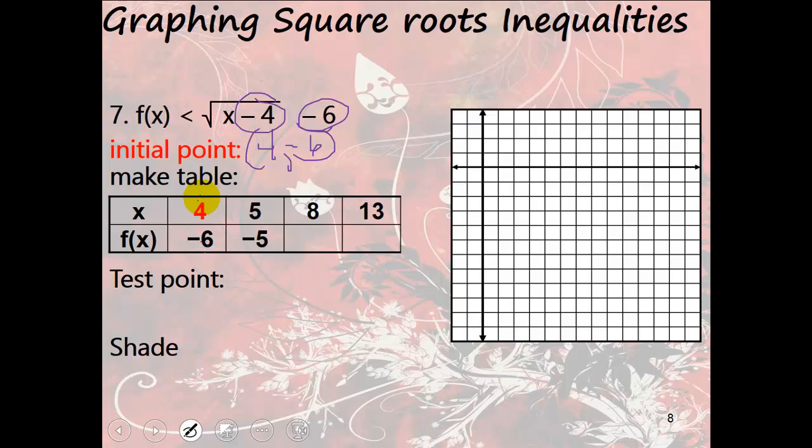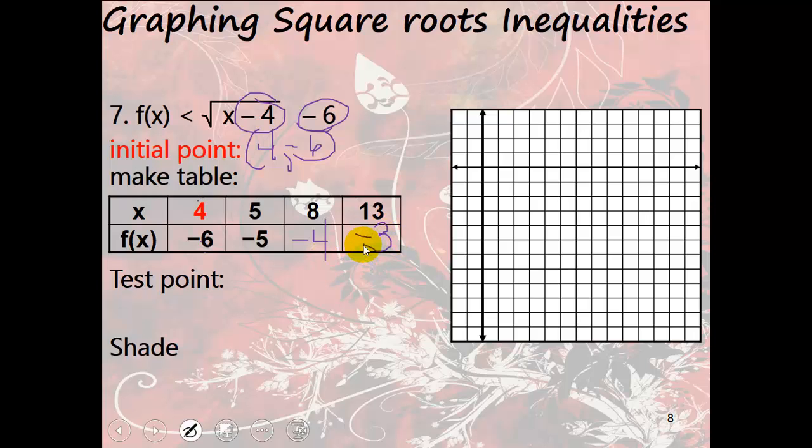5 minus 4 is 1. Square root of 1 is 1. 1 minus 6 is -5. Then I chose 8. 8 minus 4 is 4. Square root of 4 is 2. 2 minus 6 is -4. And then I'm going to pick 13. 13 minus 4 is 9. Square root of 9 is 3. 3 minus 6 is -3.